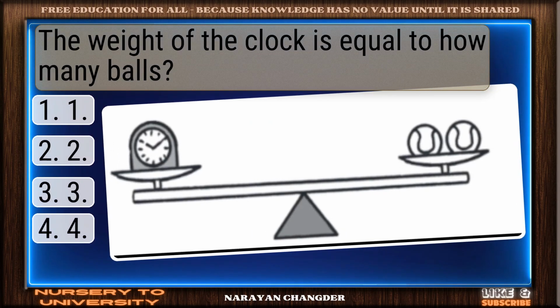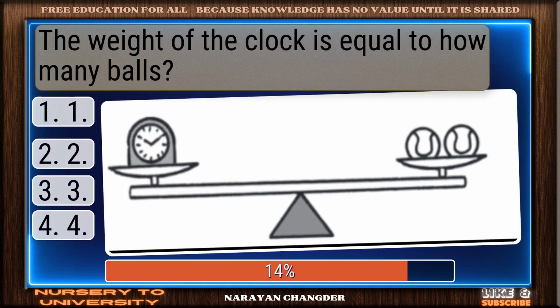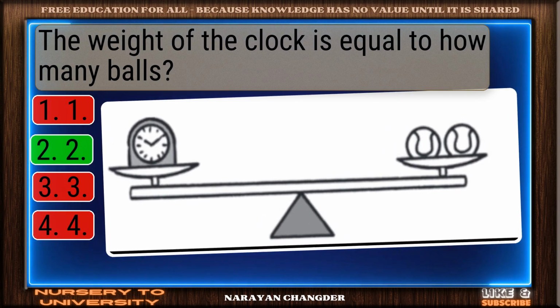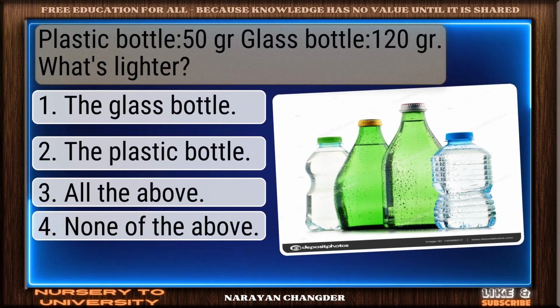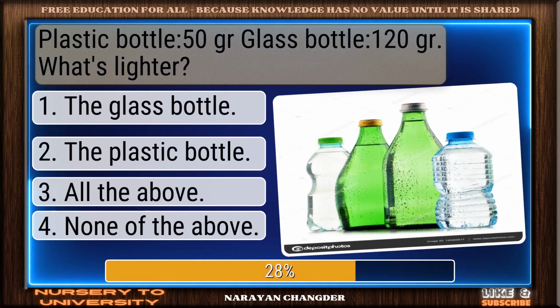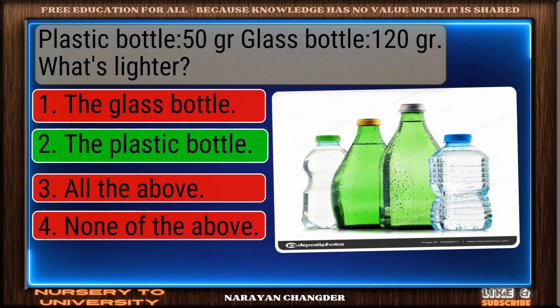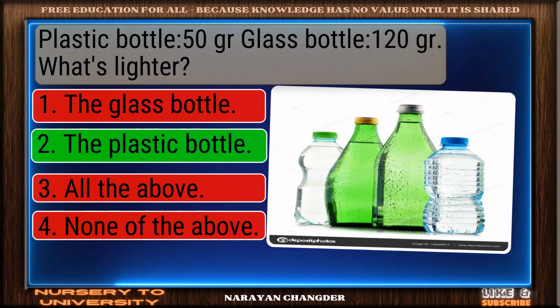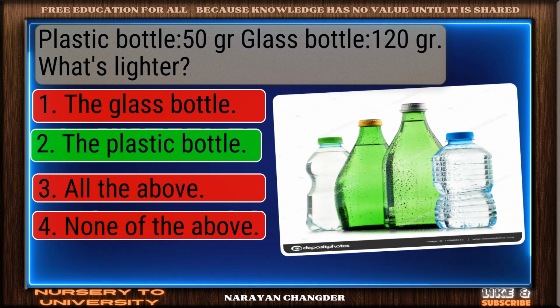The weight of the clock is equal to how many balls? Excellent. 2 is a brilliant choice. Plastic bottle, 50 gram, glass bottle, 120 gram. What's lighter? Exactly. The plastic bottle makes sense, and it is the right choice.